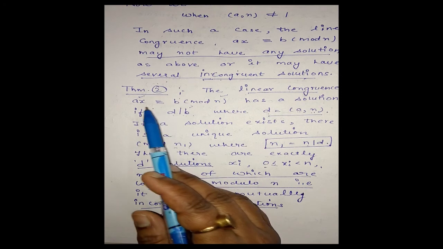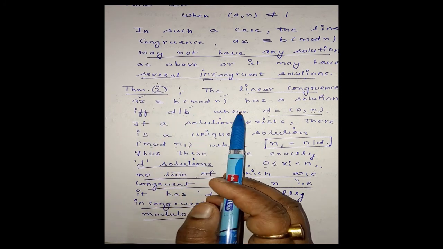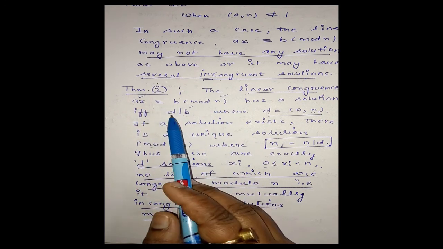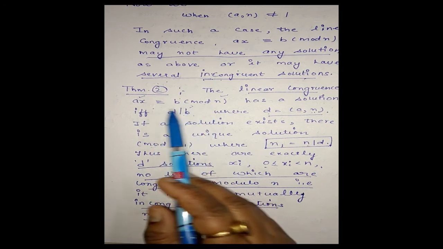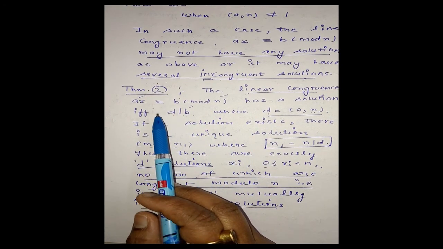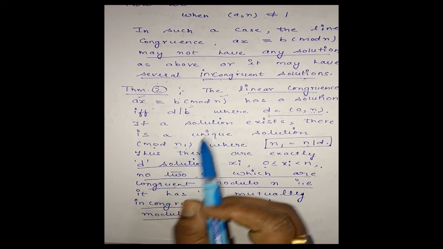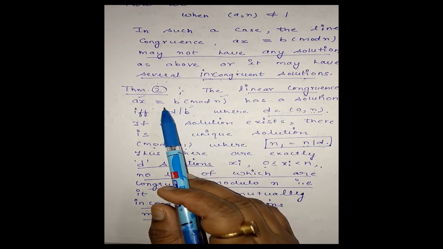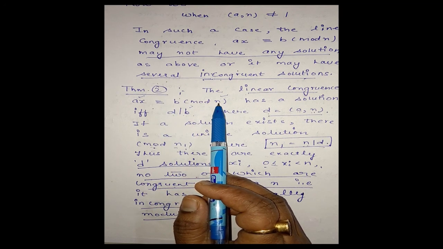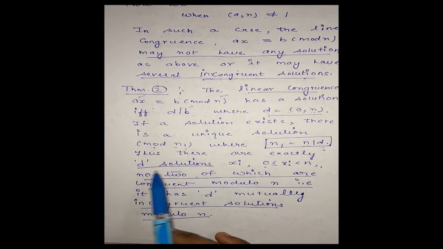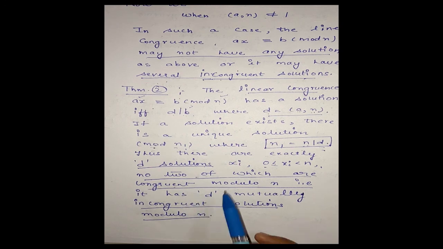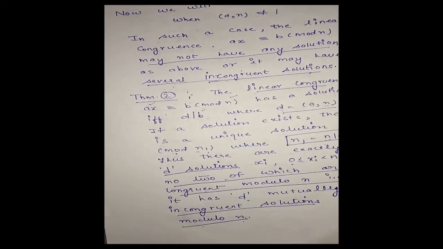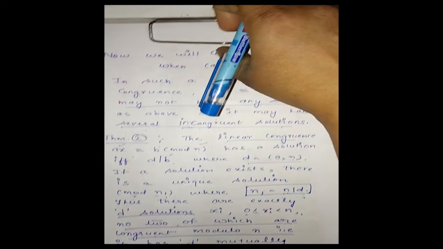This means if we have this linear congruence ax is congruent to b modulo n, and d is the GCD of a and n such that d divides b, then this congruence has a unique solution modulo n1, not n, where n1 is n divided by d. Also, it has d incongruent solutions modulo n. Let us understand this with the help of an example.